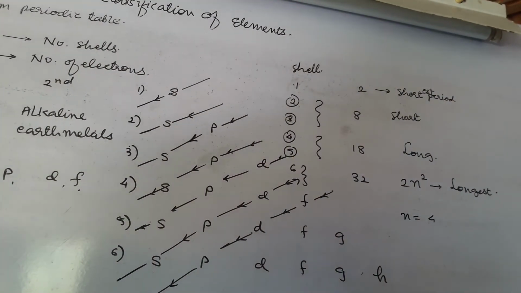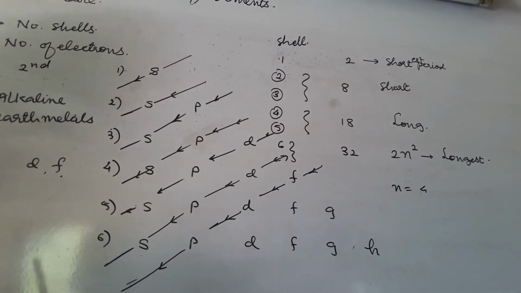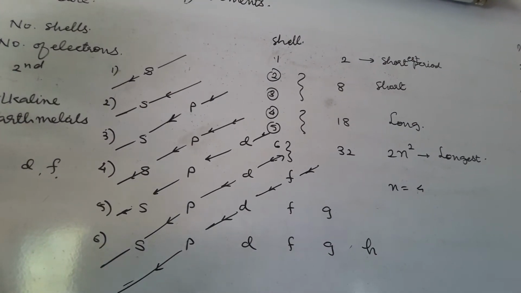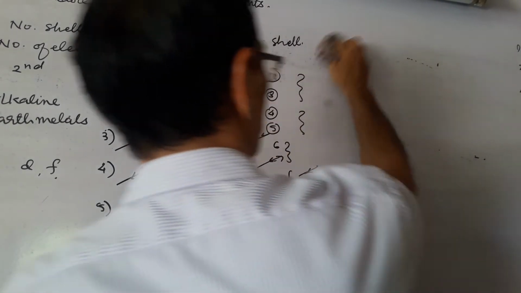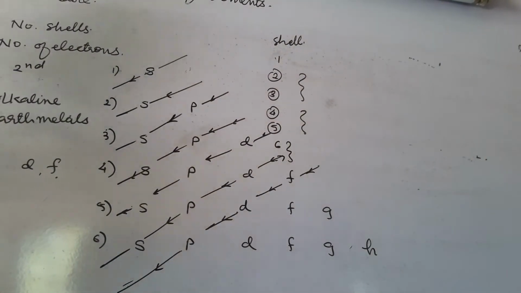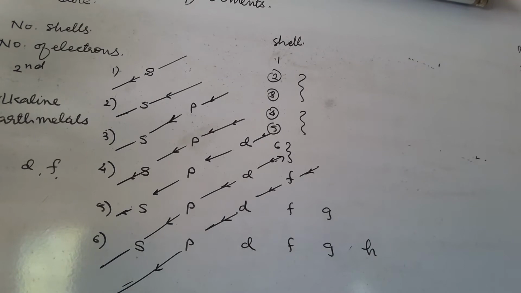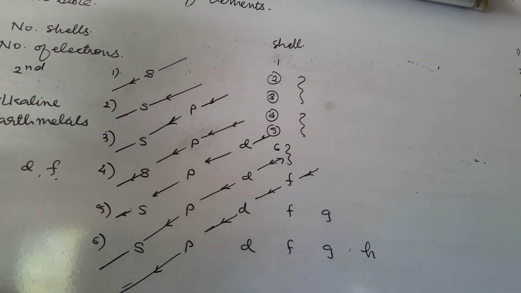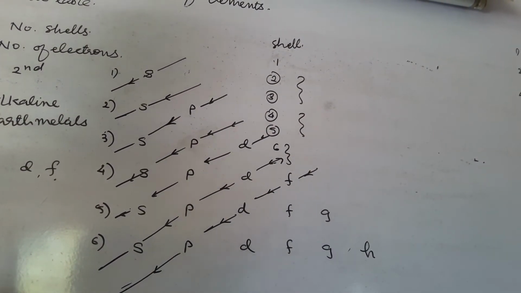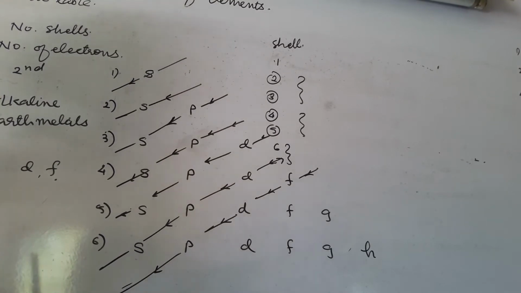At the same time, you'll find they are divided into 4 blocks, S, P, D and F. You can see the 4 blocks are there, S, P, D, F. In S, 2 groups are there. P, 6 groups are there. D, 10 are there. And F, 14 are there.